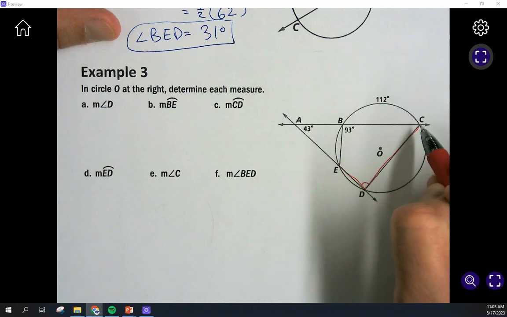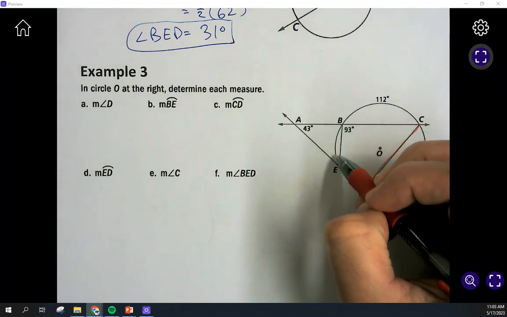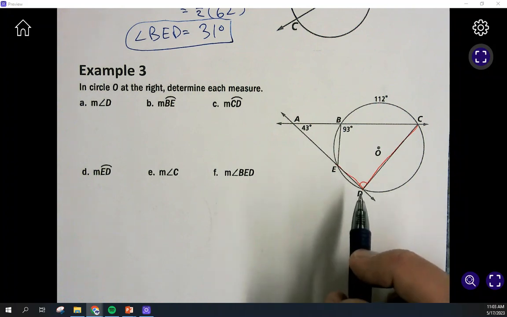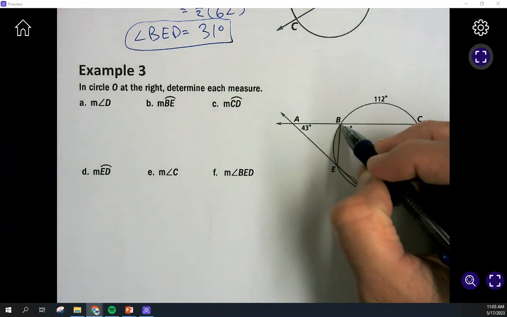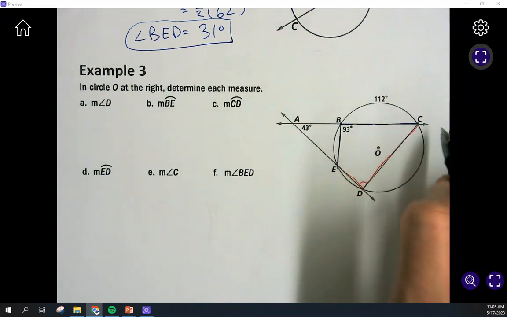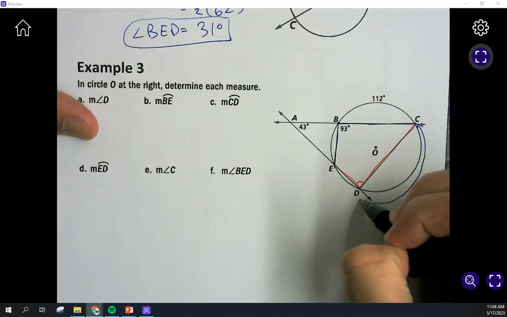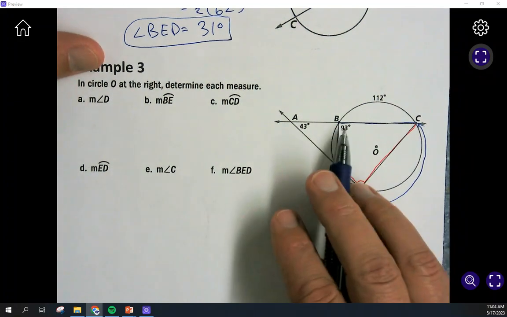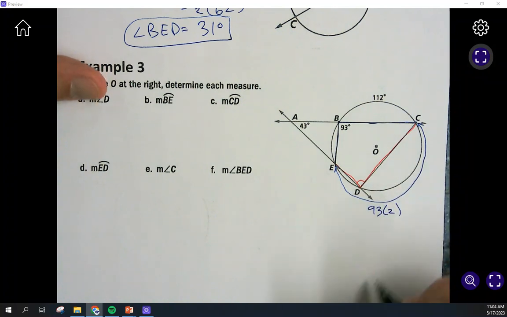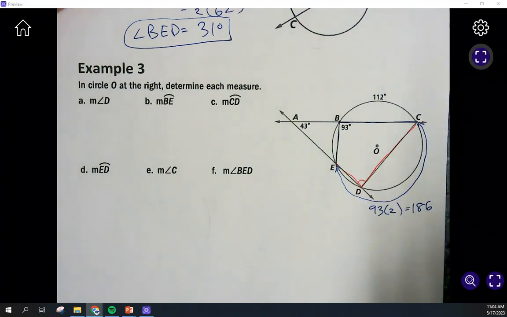So if I knew what this whole arc was, I would take half, and that would give me the angle. Now, I don't have this part of the arc right here, so I'm going to have to figure that out before I can answer this question. And I kind of have to piece my way through this to get there. So I'm going to start with the 93. The 93 is also an inscribed angle. It's on the side of the circle, and it projects out and creates this big arc out here from C to E. But I know this is 93 degrees, so this arc out here is going to be twice the size. So 93 times 2 is 186. So this entire arc is 186.